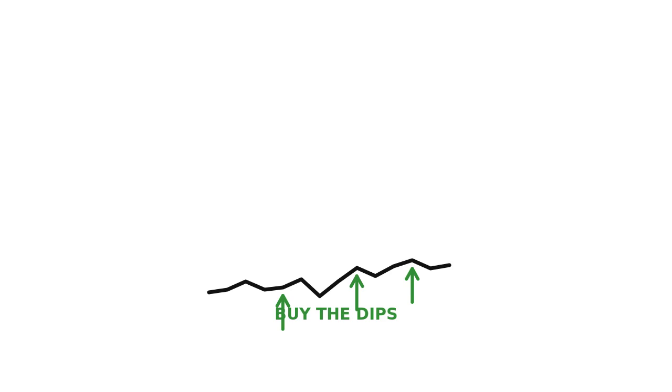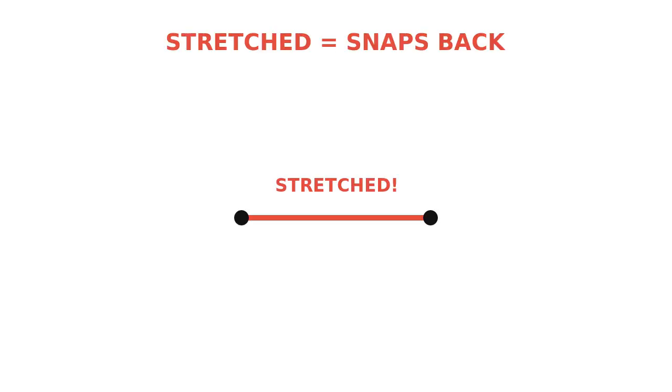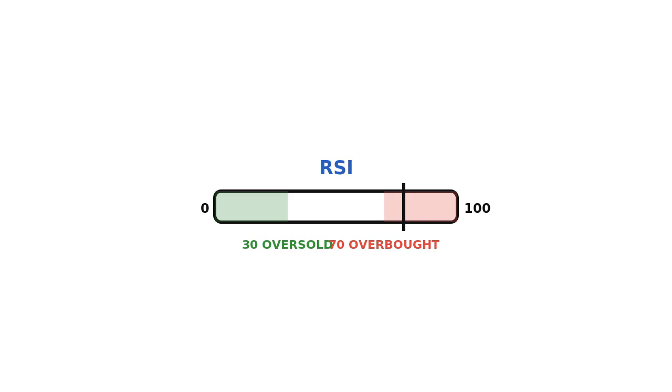When the RSI climbs above 70, the stock is considered overbought, stretched, and pricey. When it drops below 30, it is considered oversold, beaten down, and potentially cheap. Above 70, be careful. Below 30, perk up.